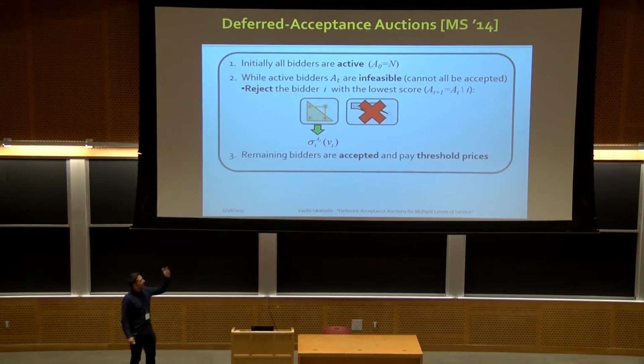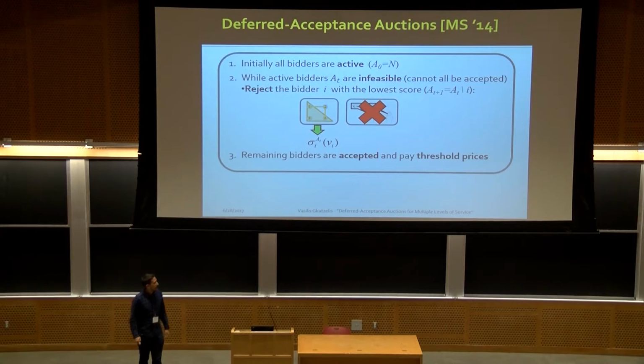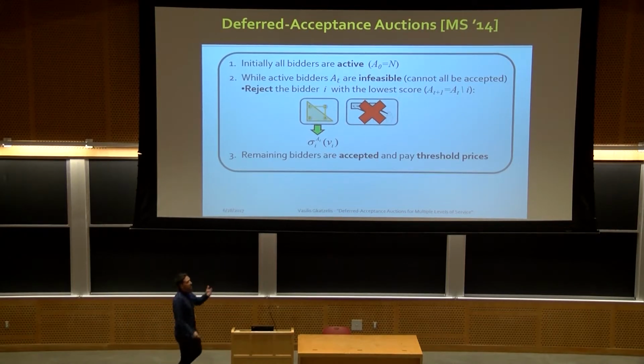And at the end of the day, again, the remaining bidders are accepted and they're asked to pay the threshold prices. So the interesting question is, can you design these backward greedy algorithms, efficient backward greedy algorithms, and see what approximation factors you can get?